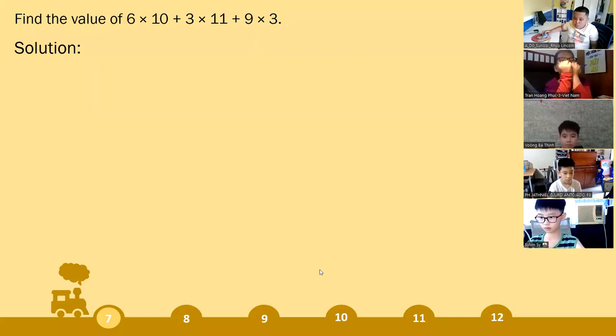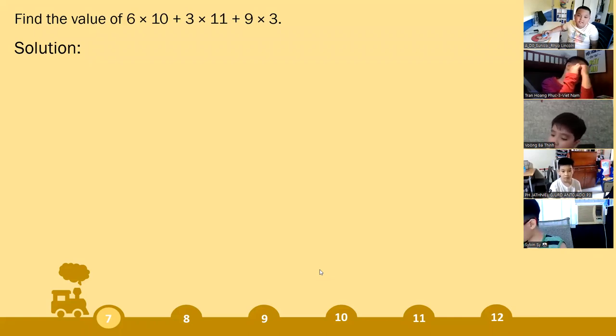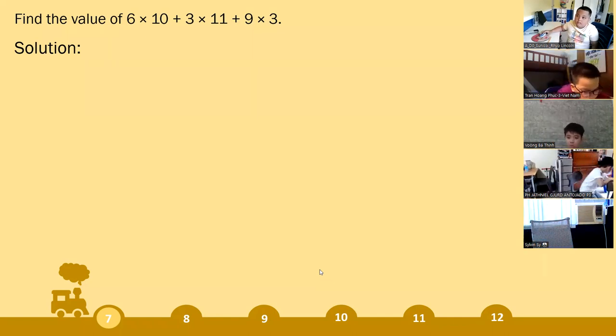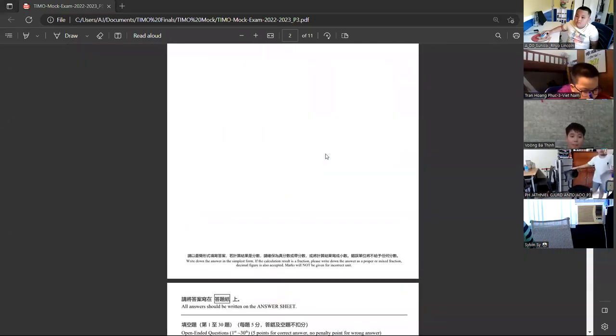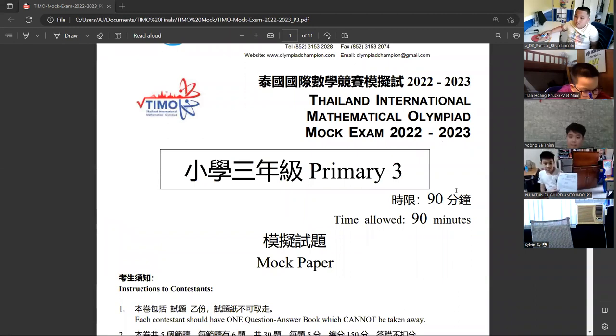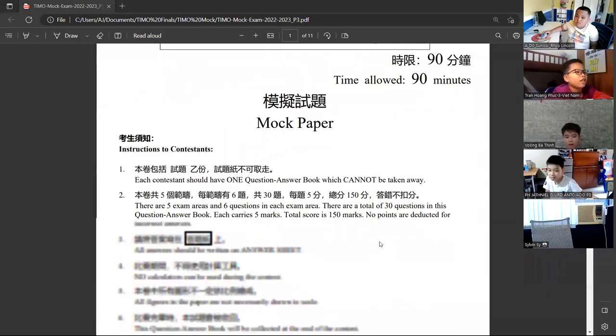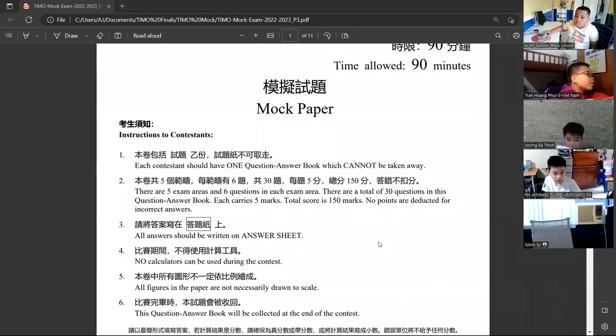Can you check your paper? Is that the TIMO mock exam? Yes. Yes, TIMO mock exam. Actually, Coach AJ, this says 2020 to 2021. How is that logical? The mock paper is 2020 to 2021, teacher. Here, all of them got 2020 to 2021. Even Danny. Danny is a passing minus.